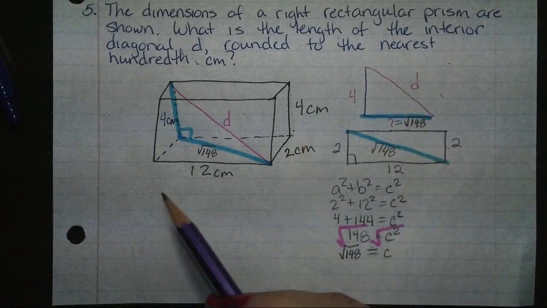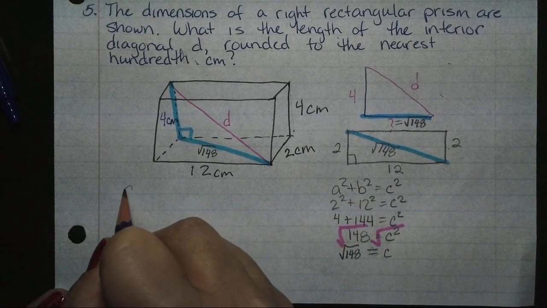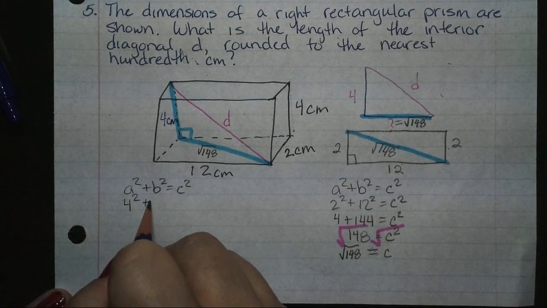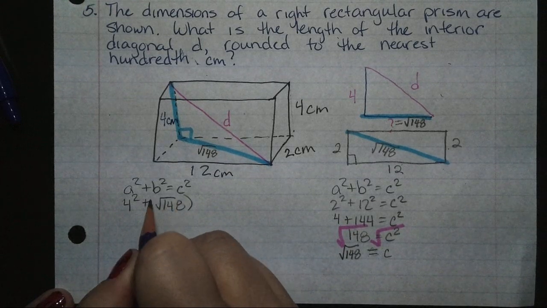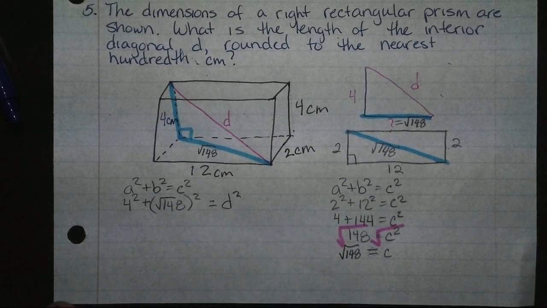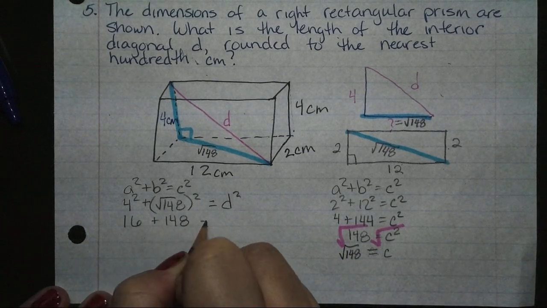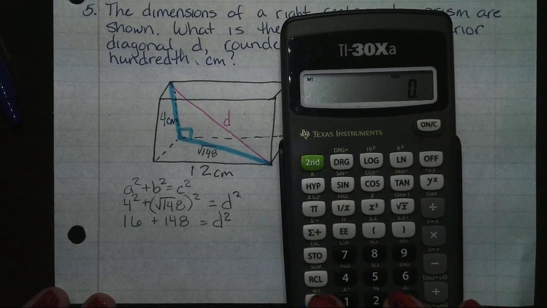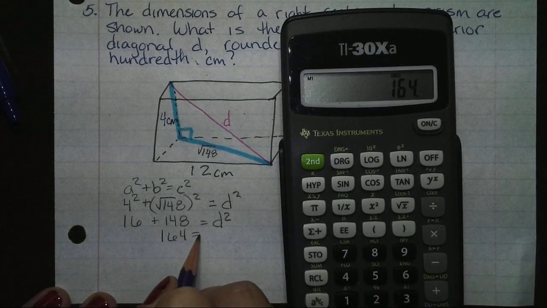All right, so now I'm going to solve this one. I'm going to work on it over here. So we have a squared plus b squared equals c squared. We know we have 4 as one of our leg lengths. We have the square root of 148 squared as our other leg length. And then our hypotenuse, they're calling D. So I'm just going to change this to D squared. So then I'll work it out. I get 16 plus 148 is equal to D squared. Add these together. I get 16 plus 148 is equal to 164.